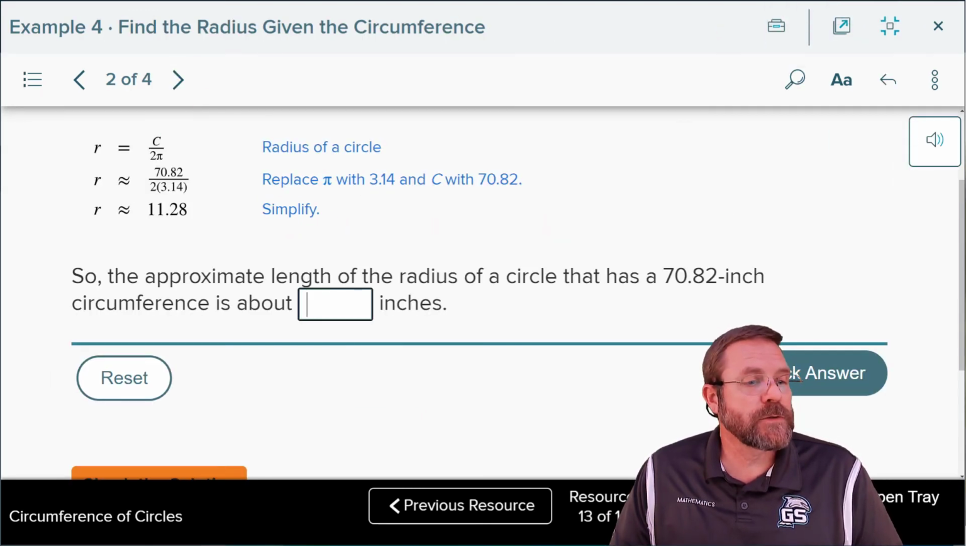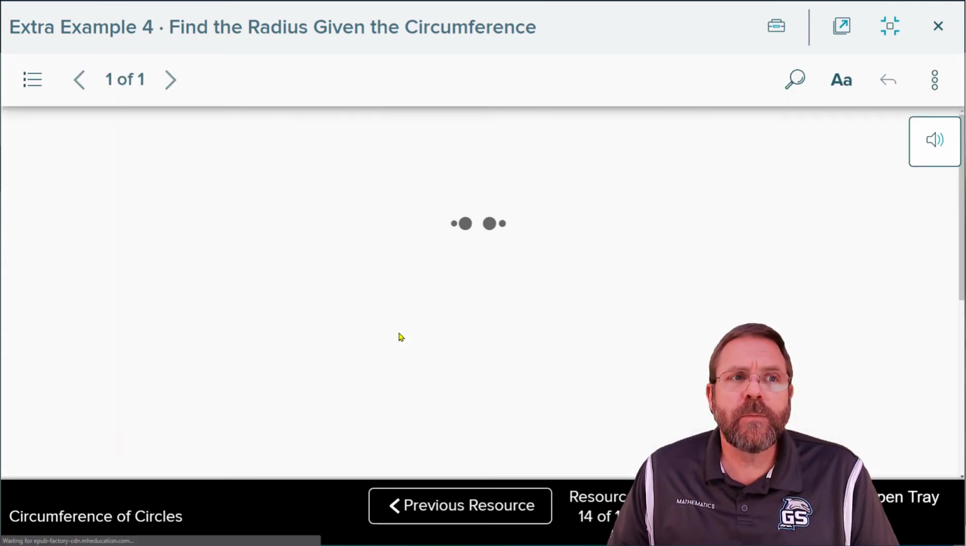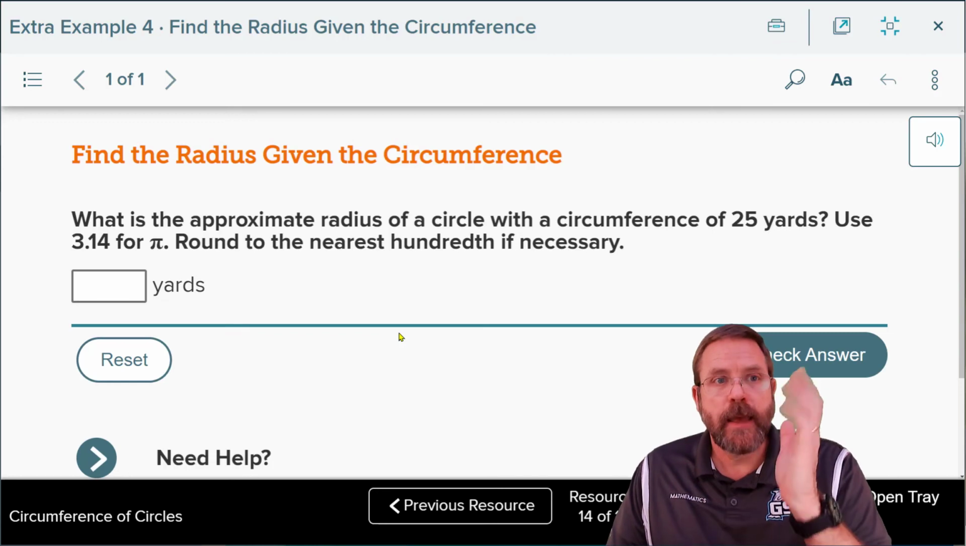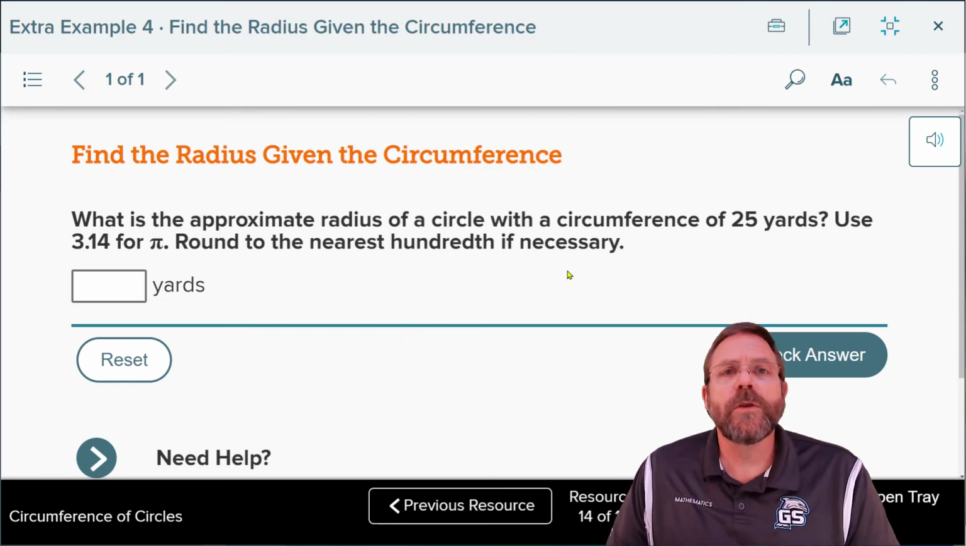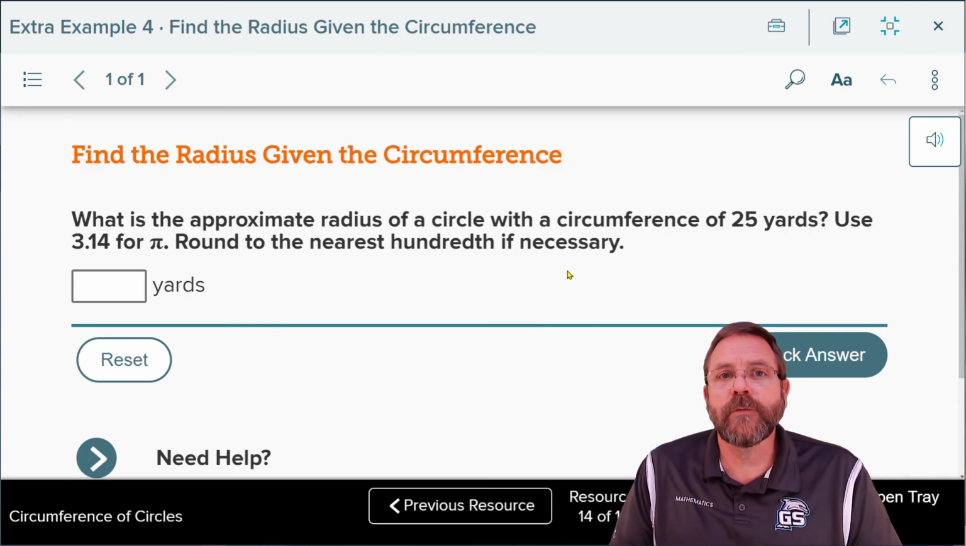Let's see what extra example 4 is going to look like. Is it going to be doable or is it going to be brutal? And this one is totally doable. You go ahead and pause the video and work this one on your own. Find the radius and round it to the nearest hundredth if necessary.